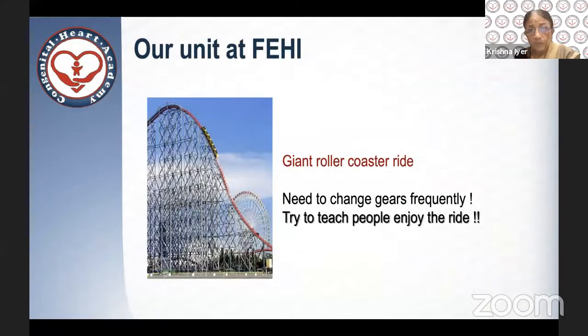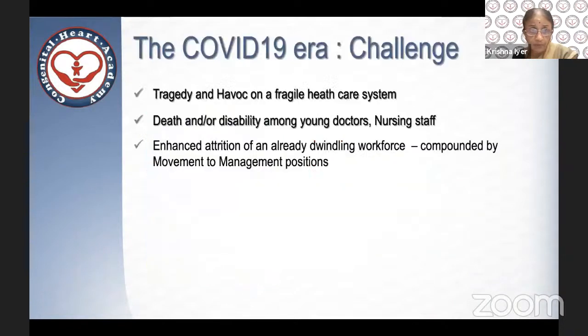So to sum up, our unit at the Fortis Escorts Heart Institute has been a giant roller coaster ride. We often need to change gears frequently. And the important thing that I've learned over the years is to try and teach people to enjoy this bumpy ride. Now, the COVID-19 era, unfortunately, has brought a lot of challenges.